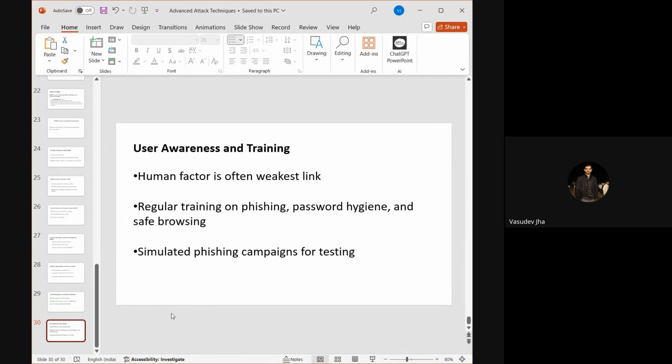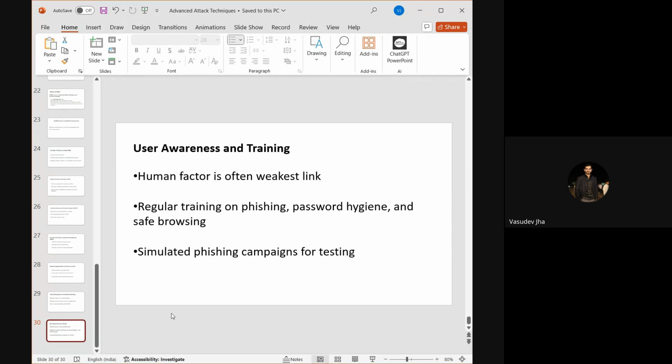And last and the most important, user awareness and training. The human factor is often the weakest link. So regular training on phishing, password hygiene, and safe browsing. These things we need to implement in our organization, as well as we need to simulate phishing campaigns for testing.